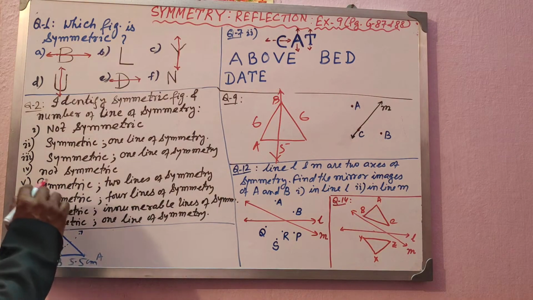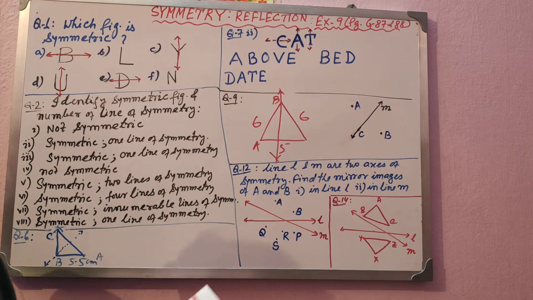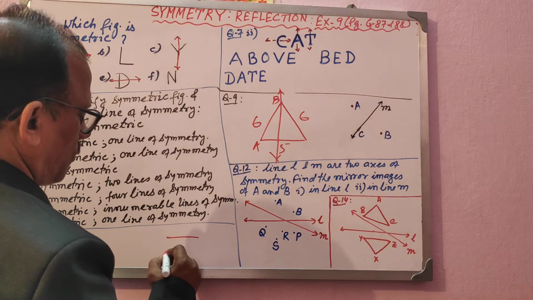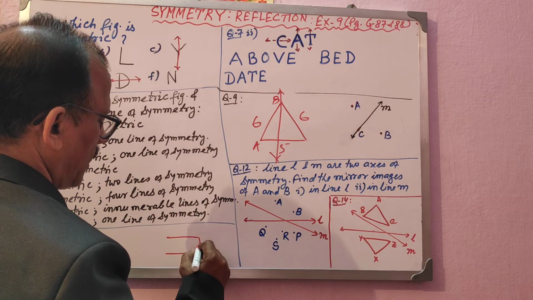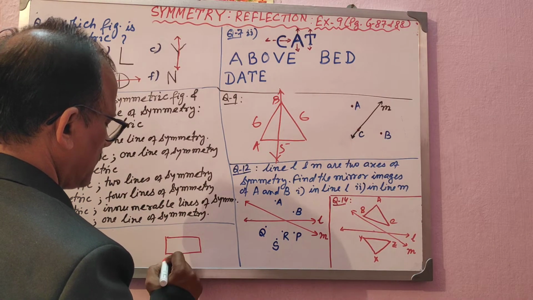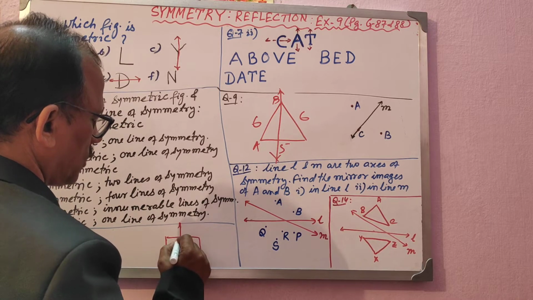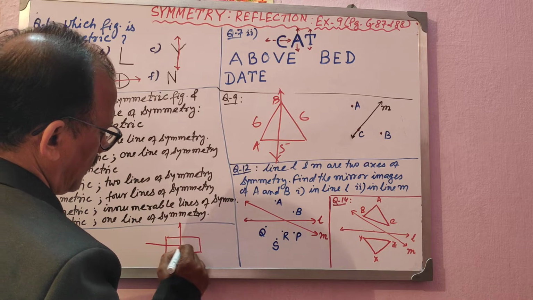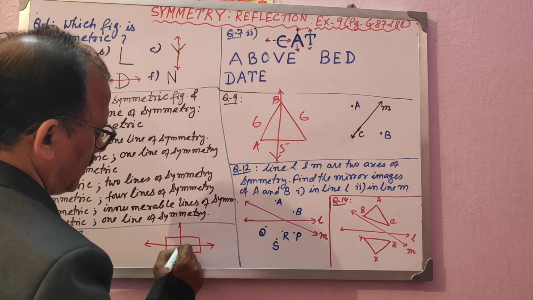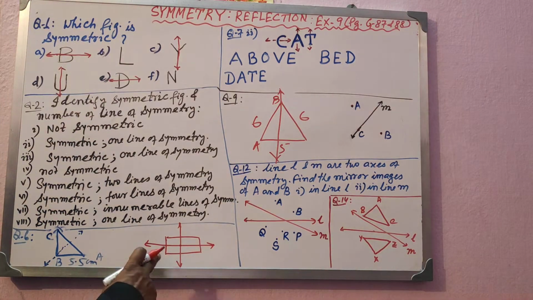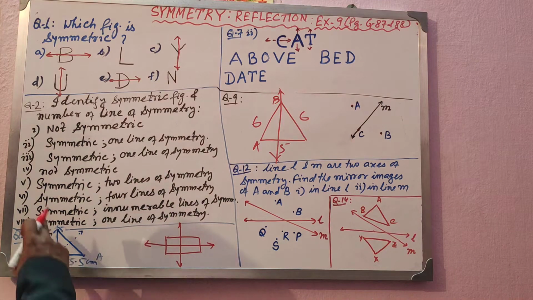Now see a rectangle. A rectangle is symmetrical, and how many lines of symmetry can you draw? 2 lines of symmetry you can draw through the rectangle, that we have learned in the previous videos. One vertical line of symmetry through the midpoints of the opposite sides, and another horizontal line of symmetry. So it is a symmetric figure and will have 2 lines of symmetry.